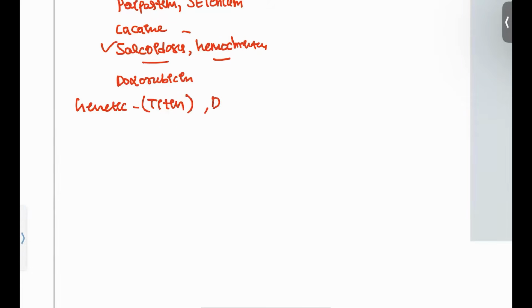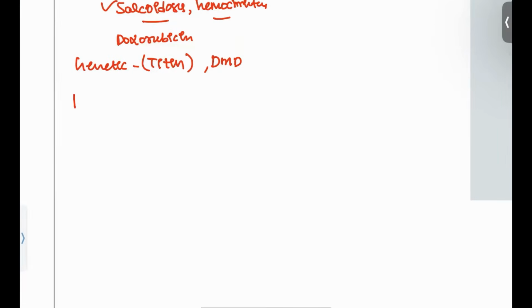And also Duchenne muscular dystrophy, the patients who are suffering from these genetic conditions. And how will these patients present? The patients will present with systolic heart failure. Okay, due to hypokinetic, right? What we discussed, all four valves will be symmetrically dilated and there is a systolic failure, which will be presenting as symptoms.